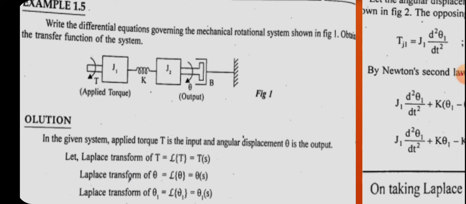Also, there is a spring element attached to J2. So due to that, there will be an opposing force that can be represented as Tk. And also, there is a dashpot B. Due to that dashpot, there will be an opposing force. So that can be represented as Tb.